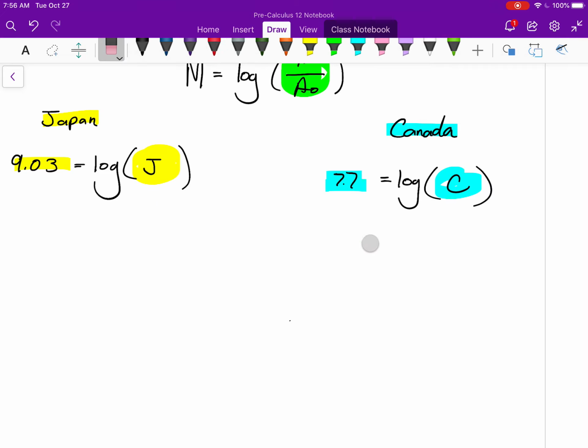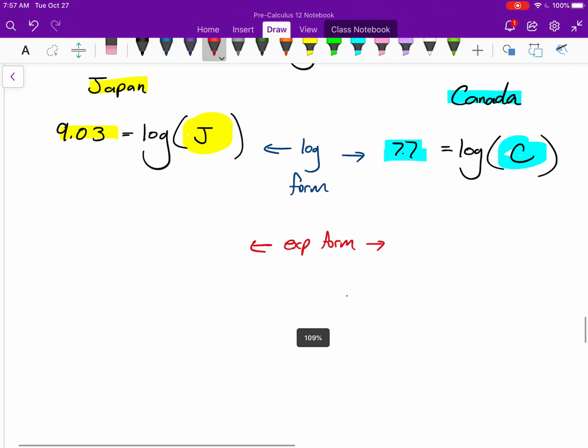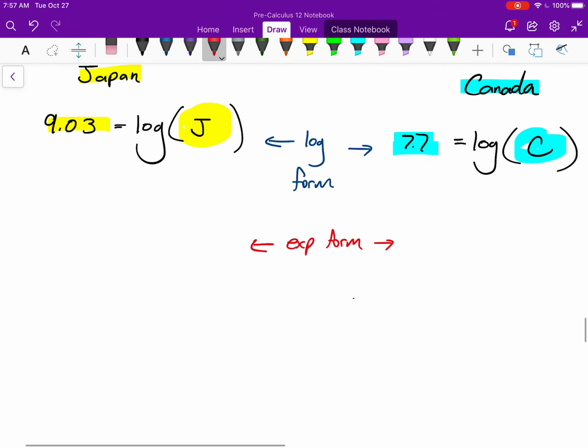And to do that, let's get these out of logarithmic form, because what we have here are two equations in logarithmic form. And if I think about what these mean in exponential form, it's probably pretty easy to compare these. So what does 9.03 equals log of J look like in exponential form? It's 10, because again, this is log base 10. It's 10 to the power of 9.03 equals J.